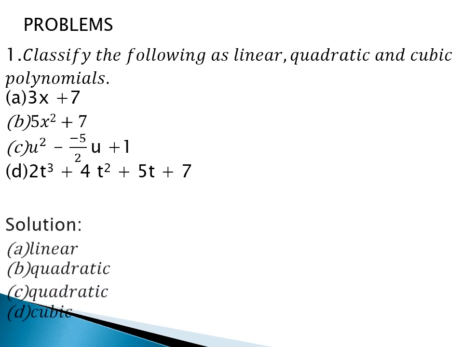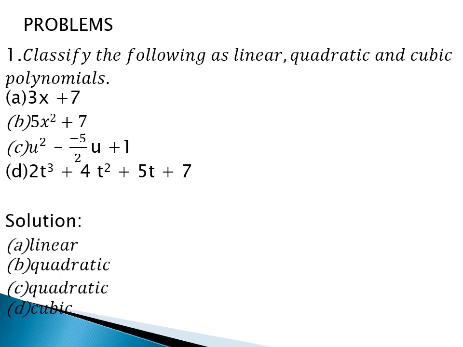5x square plus 7. Highest power means degree. What is the degree here? 2. So what is the name? The polynomial is quadratic. u square minus 5 by 2 u plus 1. Again, what is the highest power? 2. Again, what is the name of that polynomial? Quadratic. 2t cube plus 4t square plus 5t plus 7. What is the highest power here, or degree? It is 3. So its name is cubic.